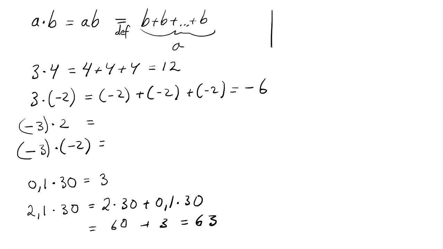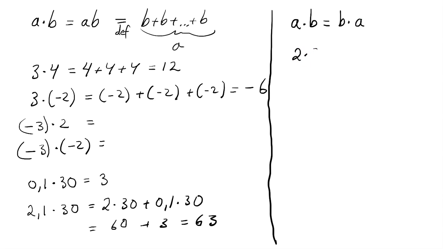And then we have several multiplication rules. For example, commutativity. It says that it doesn't matter if you have a times b or b times a. The result is the same. So for example, 2 times 3 is 6, but 3 times 2 is also 6.